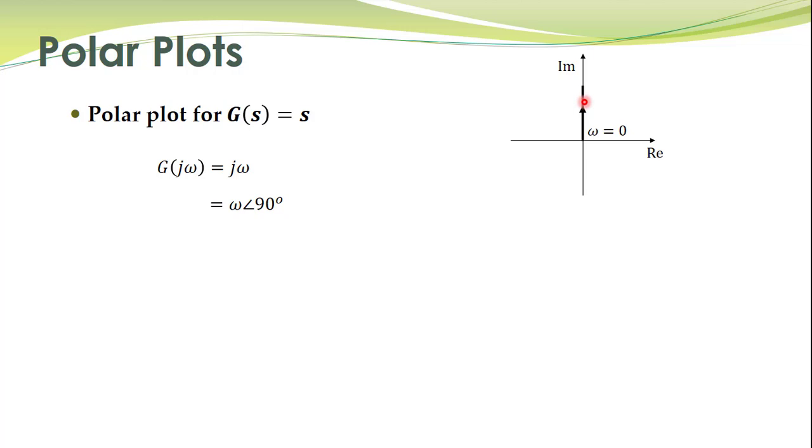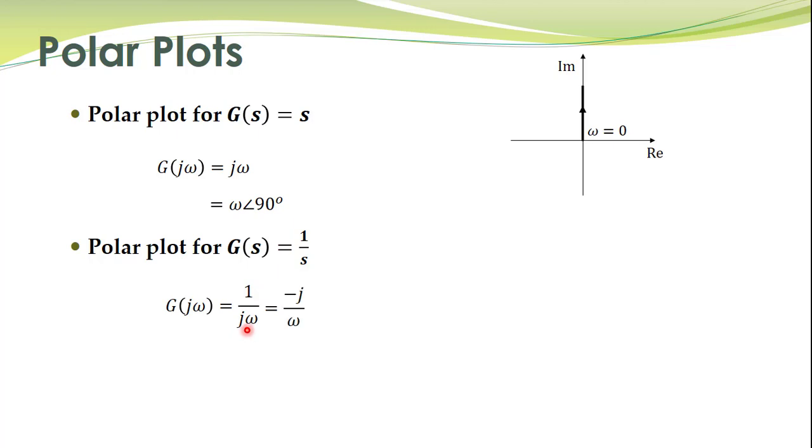Is it clear? So next comes this transfer function. Again, frequency response can be easily obtained, and this complex number can again be represented in polar form. That is, if we bring this j in the numerator, it becomes minus j, and the magnitude of this complex number is 1 over omega, and the angle for all frequencies is equal to minus 90 degrees. So what will be the polar plot?